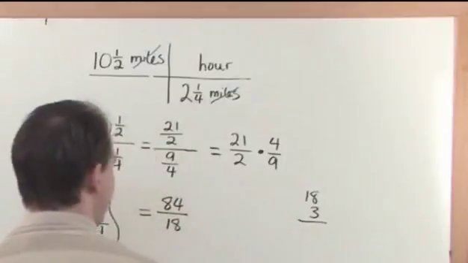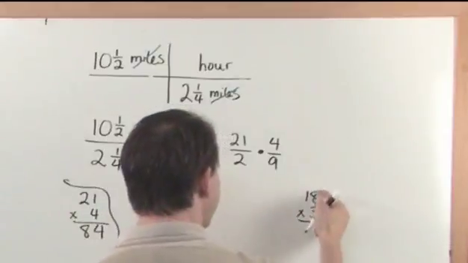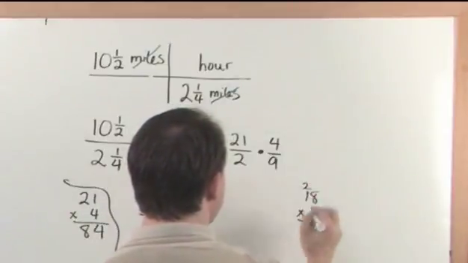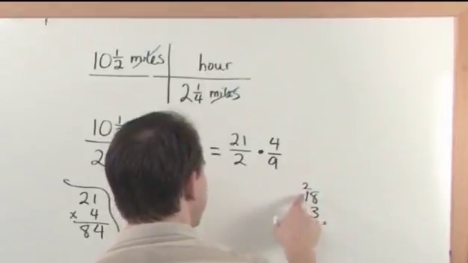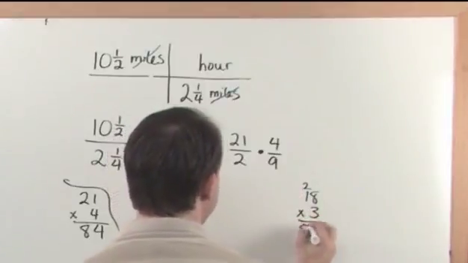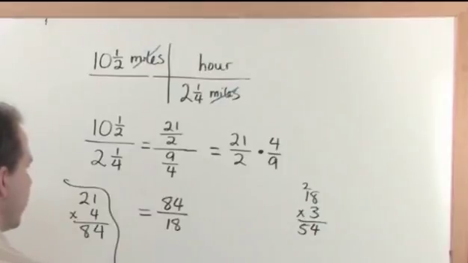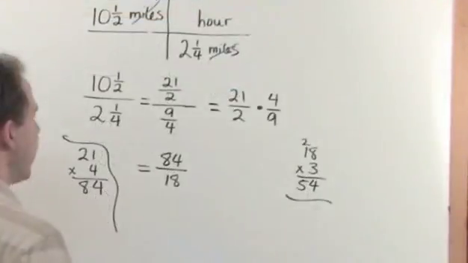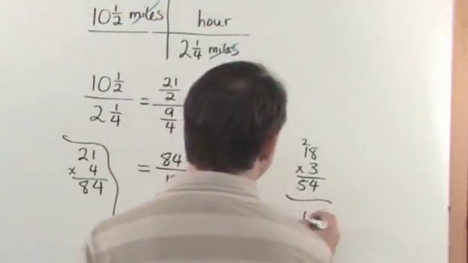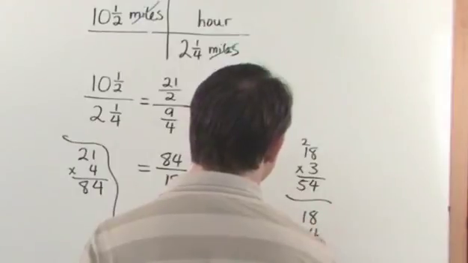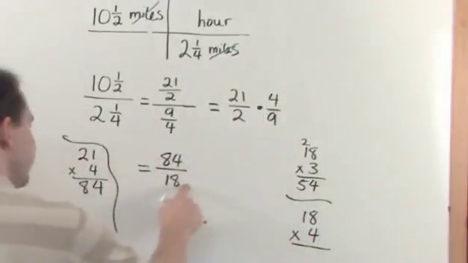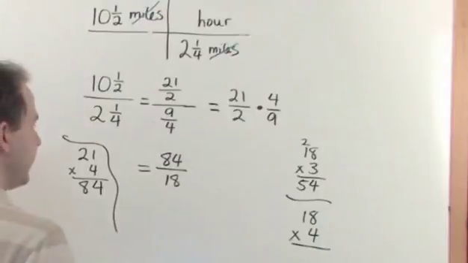18 times 3, what does that equal? 8 times 3 is 24, so I'll put the 4, carry the 2. 3 times 1 is 3, plus 2 is 5. So that gets me to 54. That's not close enough. Okay, the next thing we're going to do is try to multiply by 4 and see how much closer we get. Because we're trying to see how many times 18 can go into 84.